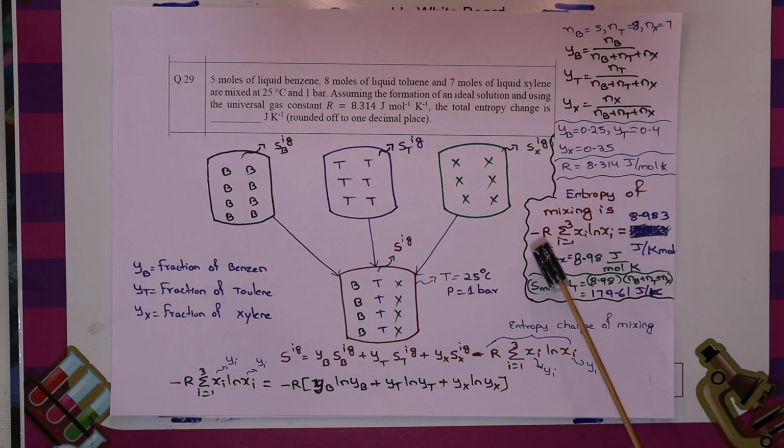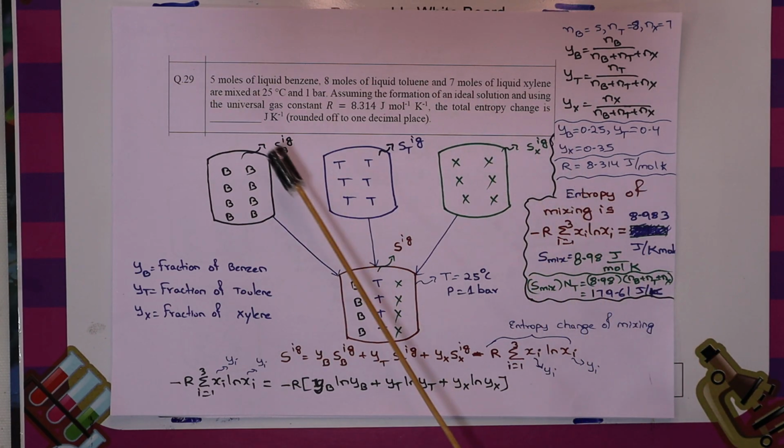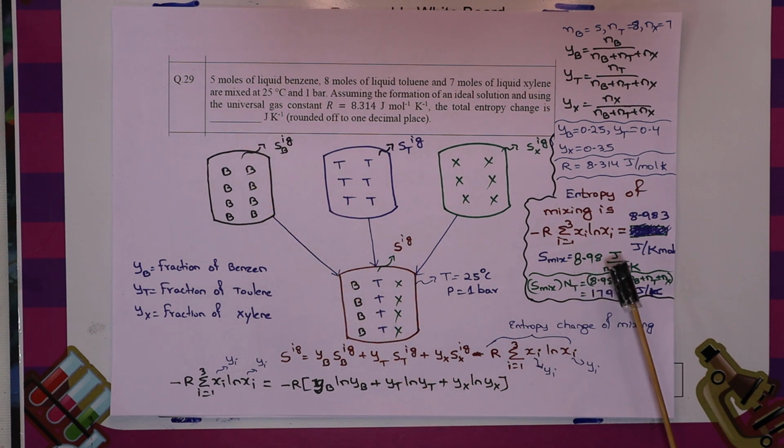So the entropy of mixing you are supposed to calculate. If you plug all the numbers into this equation, you get the entropy of mixing as 8.983 joule per Kelvin per mole. You don't have to worry about the unit system now. You can see that R has the units of joule per mole Kelvin. So finally, for the entropy of mixing, you get the value of 8.98 joule per mole per Kelvin. But what is asked is the total entropy change in joule per Kelvin. That means you have to somehow eliminate this denominator, because they don't want the molar entropy of mixing, they want the total entropy of mixing.